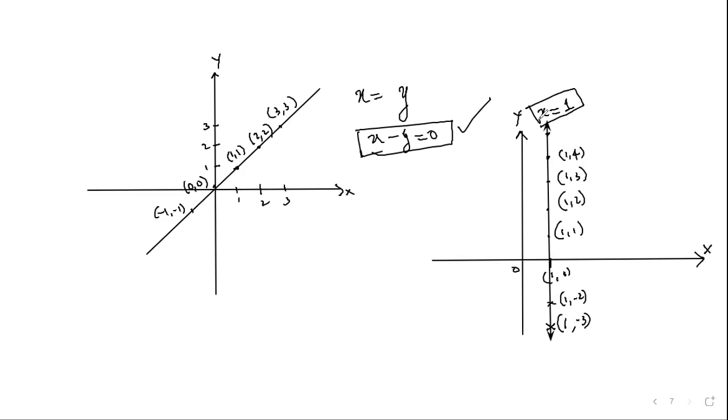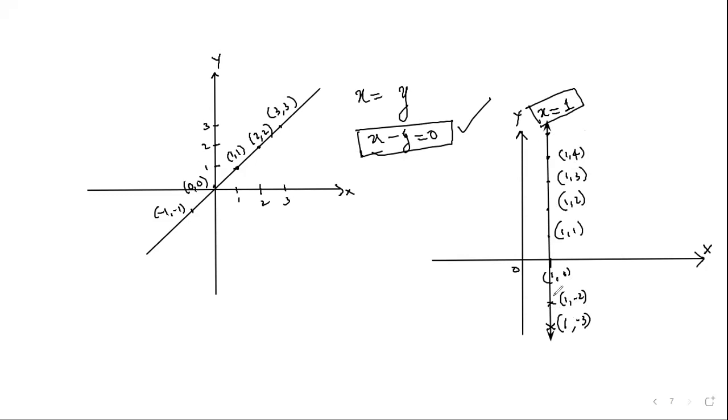Got the idea? What about the y coordinate? The y coordinate can be any number. So we don't mention any condition on the y coordinate. There is no restriction on y. Y can be any number. But the x coordinate has to be 1 if the point is on this line.